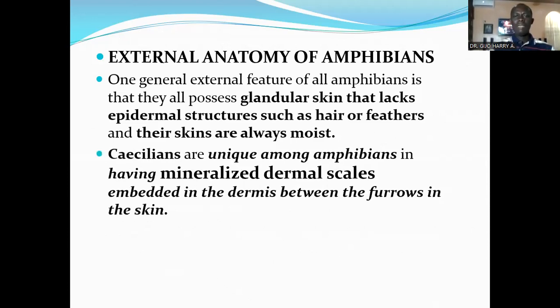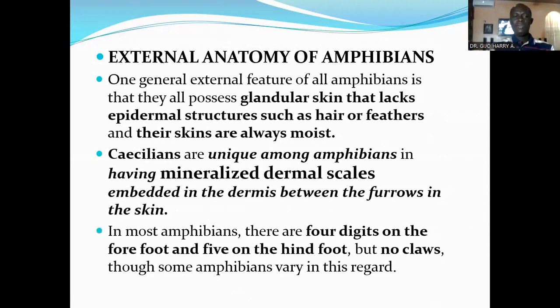Caecilians are unique among amphibians in having mineralized dermal scales embedded in the dermis between the furrows of the skin. So they are unique in this feature. They have scales in their skin.